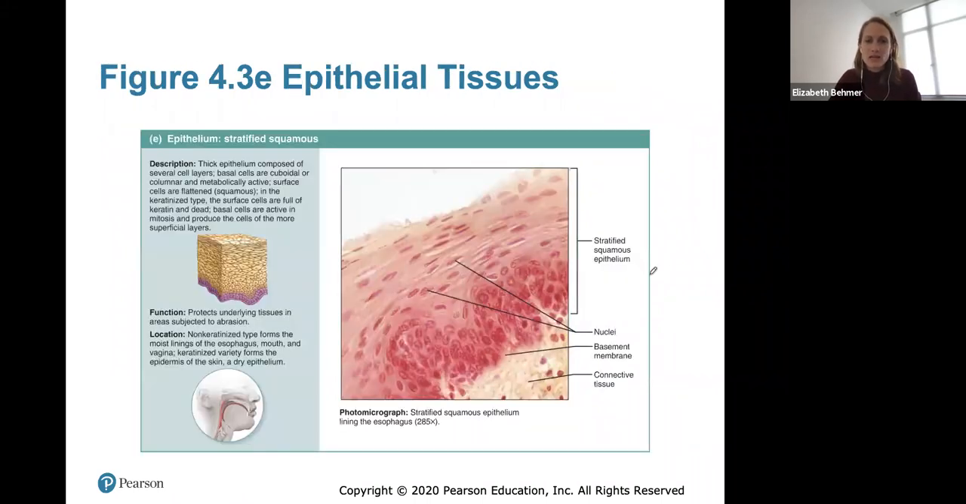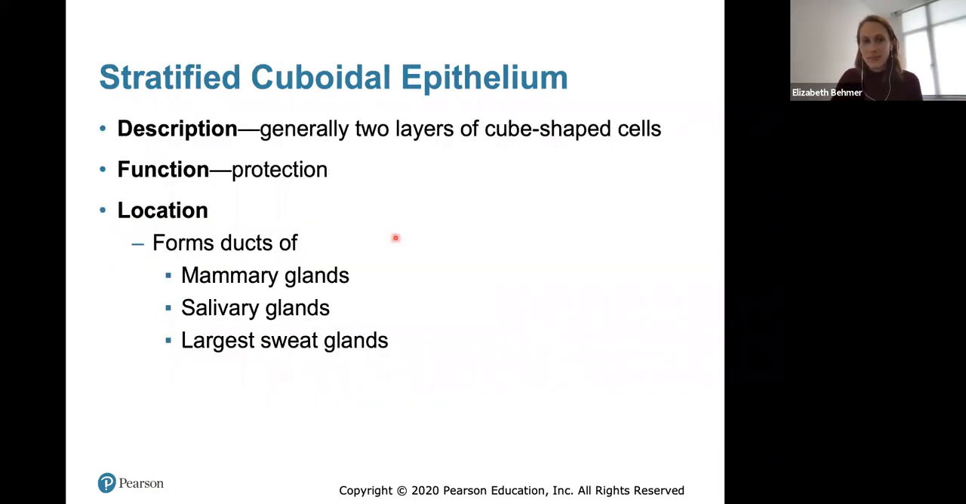So here's a look at non-keratinized stratified squamous. And we know this is non-keratinized because the cells in the most apical surface layers have nuclei in them. Those are those little circles. So that means they're alive. So this is stratified squamous, non-keratinized.